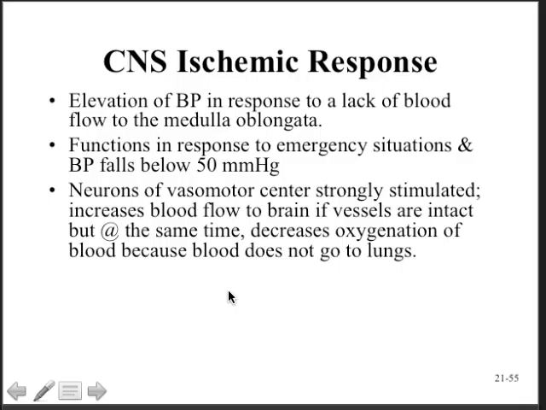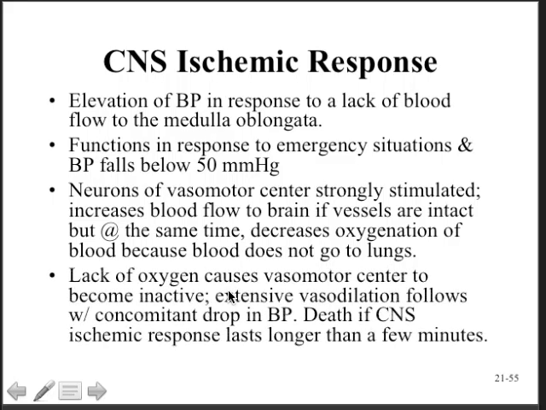This increases blood flow to the brain if the vessels are intact, but at the same time, it decreases oxygenation of the blood because blood doesn't go to the lungs as effectively. Lack of oxygen causes the vasomotor center to become inactive. We have extensive vasodilation followed by a drop in blood pressure. Death will occur if the central nervous system ischemic response lasts longer than just a few minutes.